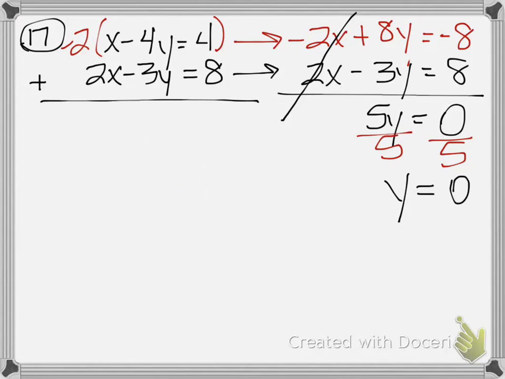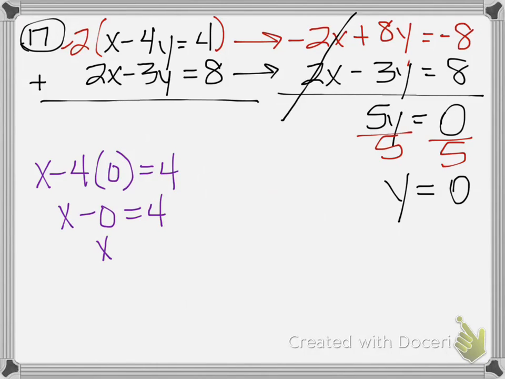Remember, that's half our answer. So let's plug that in to one of our originals. I'll just pick the top one. Replace y with 0 to find out what x is. So it looks like x equals 4. So final answer, 4, 0.